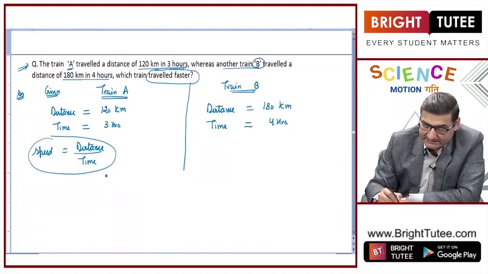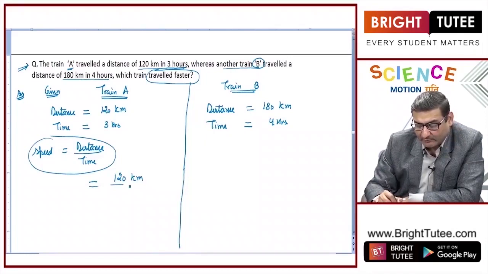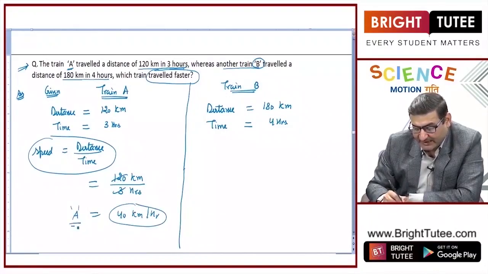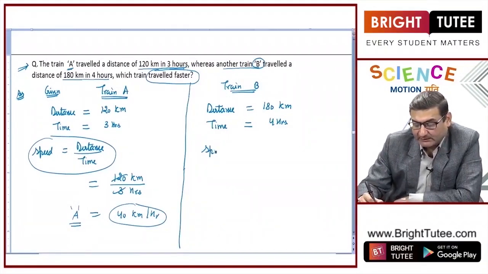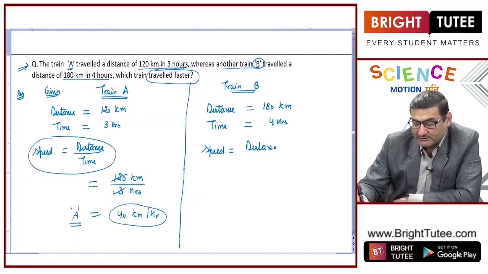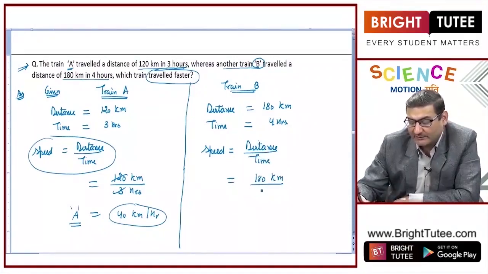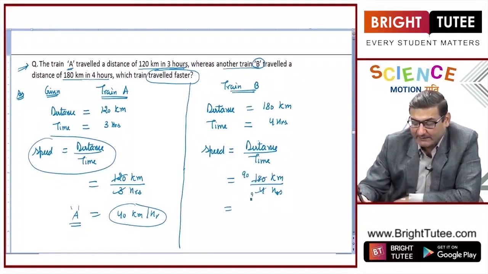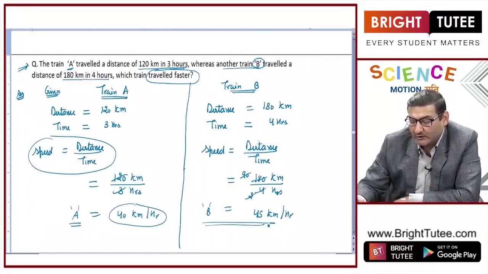Let us see how. Now the distance travelled by train A, I'll calculate both ways. Distance travelled by train A is 120 kilometers, in time of 3 hours. Cancelling it out, I'll get 40 kilometers per hour. This is the speed at which train A is moving. When I calculate the speed of this second train, I know the formula is speed is equal to distance upon time. The distance travelled by this train is 180 kilometers in 4 hours. Now when I strike it off, I see it is 90 by 2, or it is 45 kilometers per hour. This is the speed of train B.